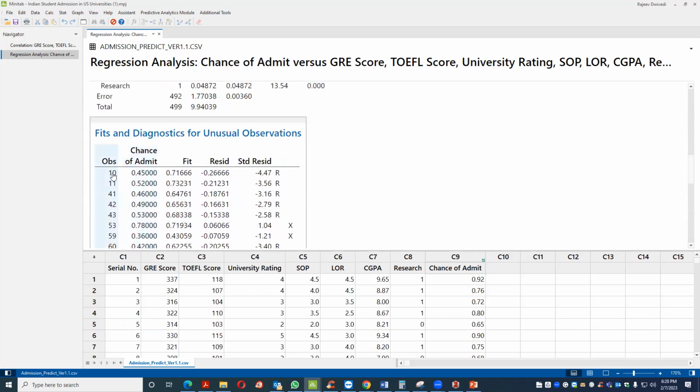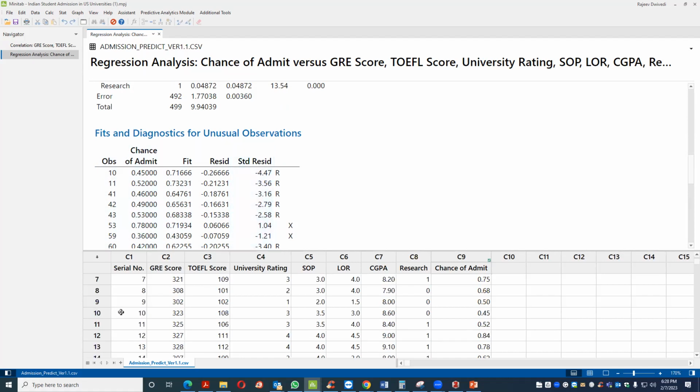What is the issue? Probably you made a mistake in order to get the response or in order to collect the data. So basically this tells you to just check your data again on these observations, because these are unusual. So let's say number 10, GRE score 323, TOEFL this. Here the chance of admission is only 45%. So probably you need to check again. What is the reason?